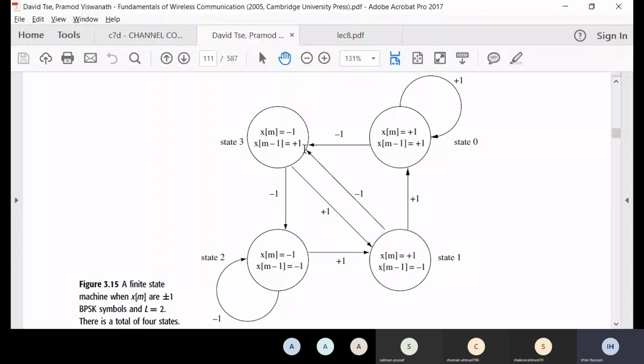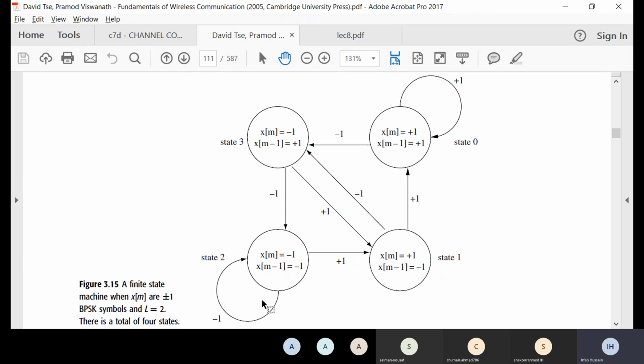Now if in the next time slot I get a minus 1, what will happen? This minus 1 will go to x of m minus 1, and the new symbol will come to x of m. The new will come to x of m, the old will go here. So your state will switch from minus 1 plus 1 to minus 1 minus 1, provided you got a minus 1.